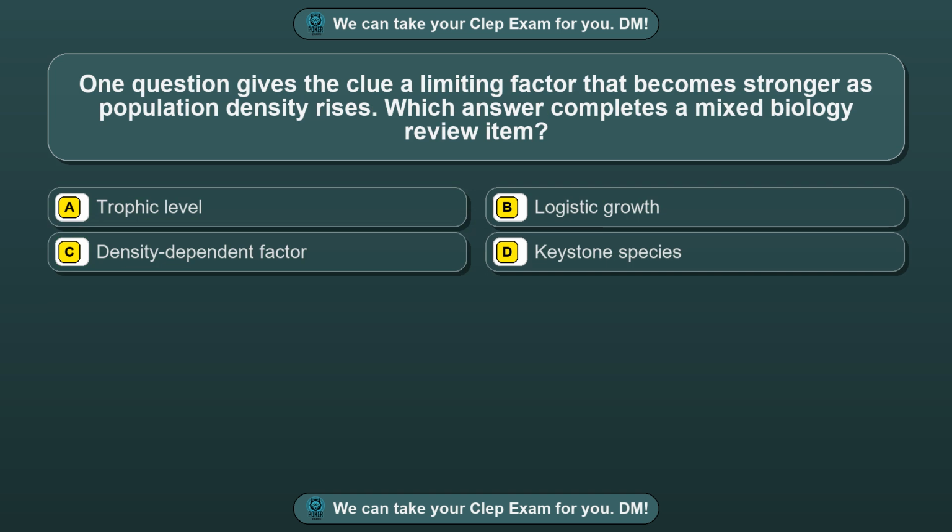Question 9. One question gives the clue a limiting factor that becomes stronger as population density rises. Which answer completes a mixed biology review item? Option A. Trophic level. Option B. Logistic growth.